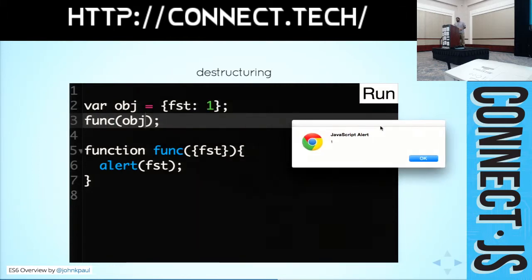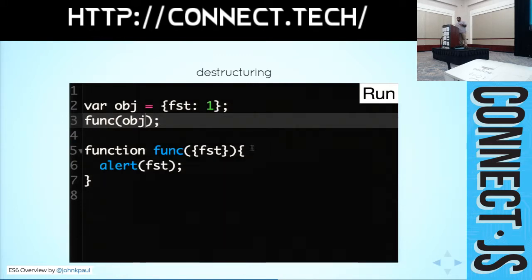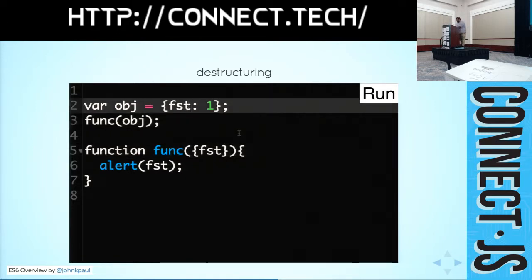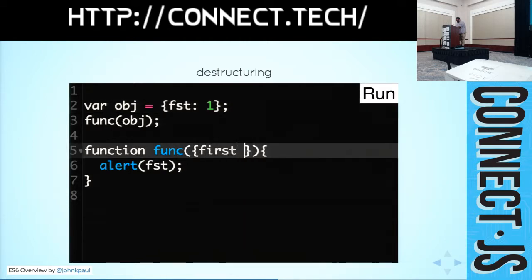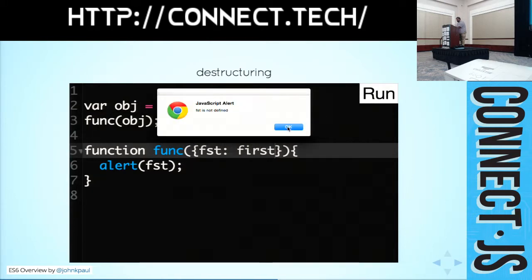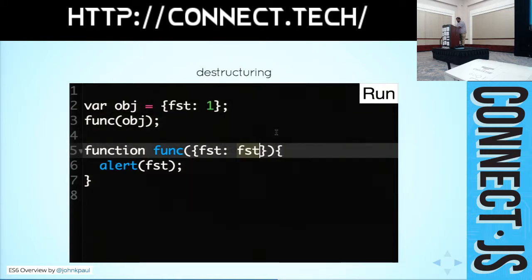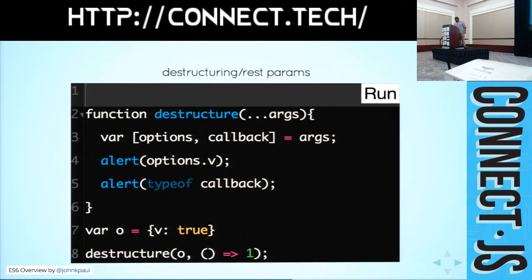Here, again, I can destructure not only arrays by index, but also objects by the names of their keys. I can also have, for example, a different name here. It does support splats. So the question was, does it support splats? I think I have that on the next slide. I will show you.